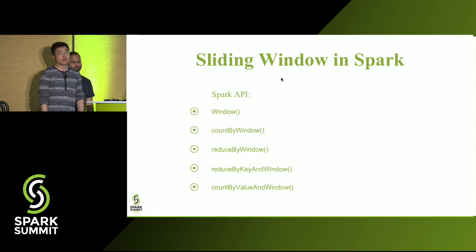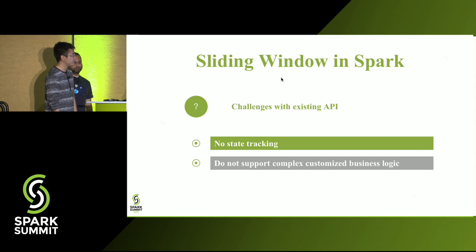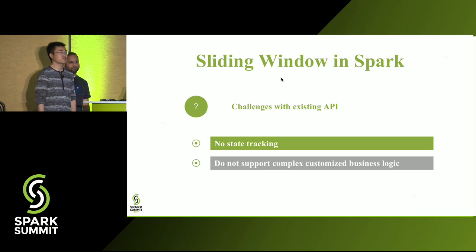Some of you are probably already familiar with Spark, so you know that in Spark there are already some window operations, for example, count by window, reduce by window, etc. We looked at those APIs, but we found there are two issues with them. The first issue is that those APIs do not enable us to do state tracking, and state tracking is basically essential to us.